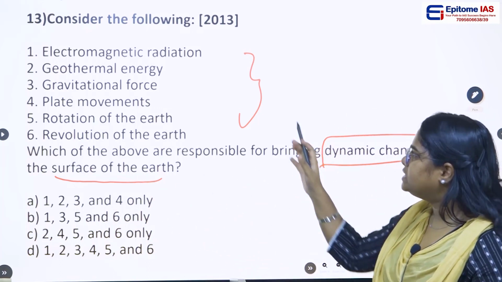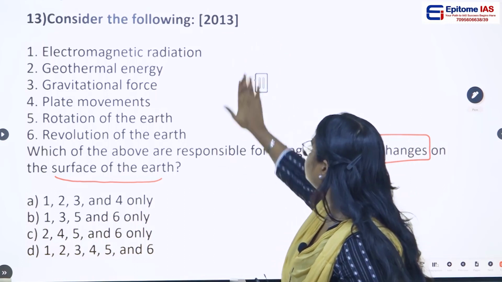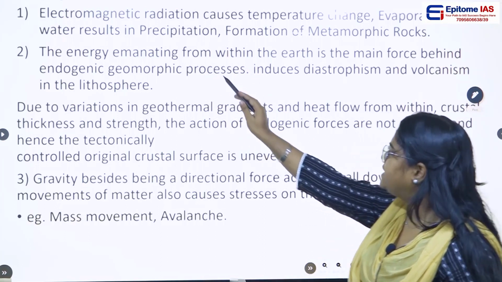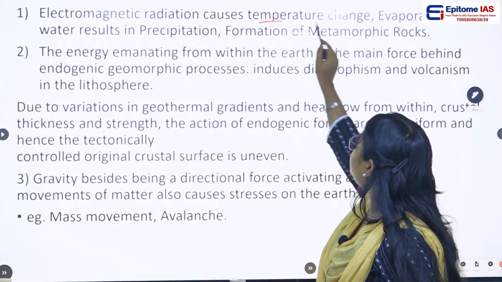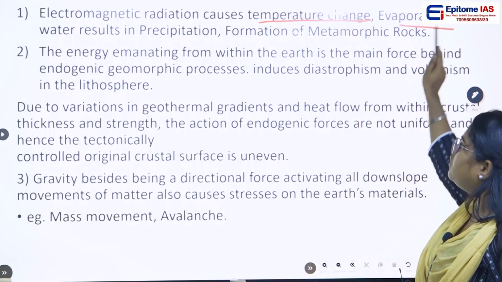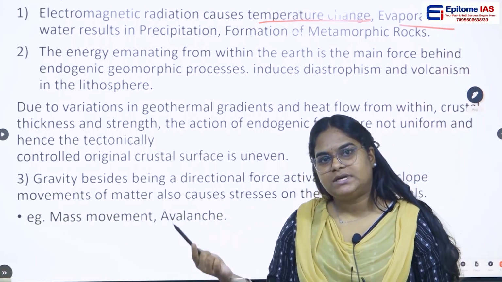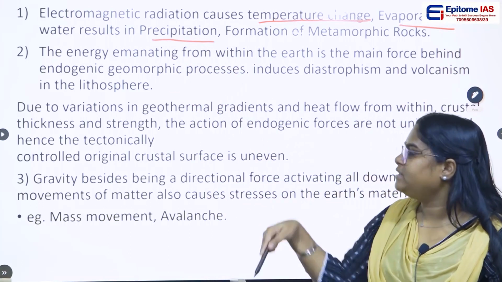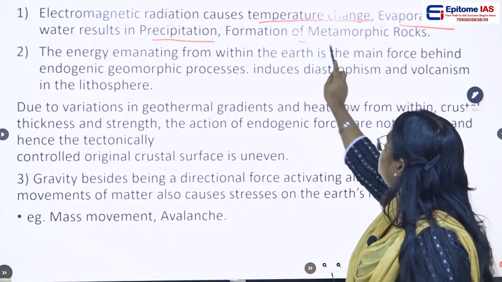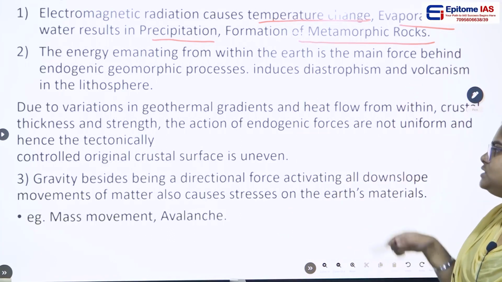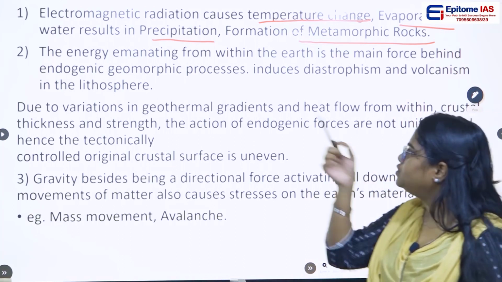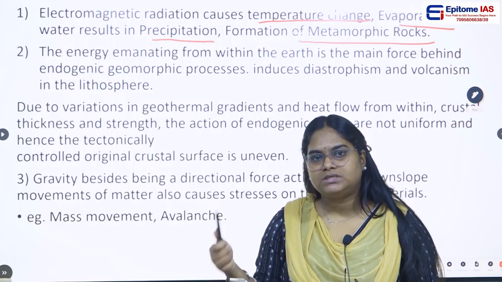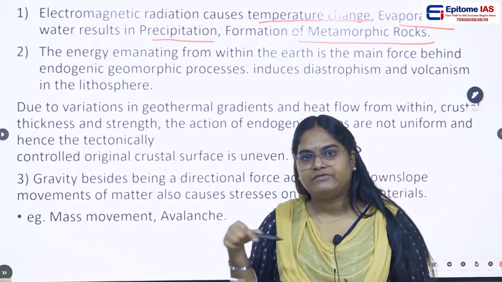So if you see the electromagnetic radiation, let us have a detailed discussion here. The electromagnetic radiation causes temperature change and evaporation of water. If water evaporation is happening, it will result in precipitation. Rain will be coming. Then formation of metamorphic rocks. So these are the processes which happen due to electromagnetic radiation. So yes, electromagnetic radiation is causing some sort of influence on the surface of the Earth.